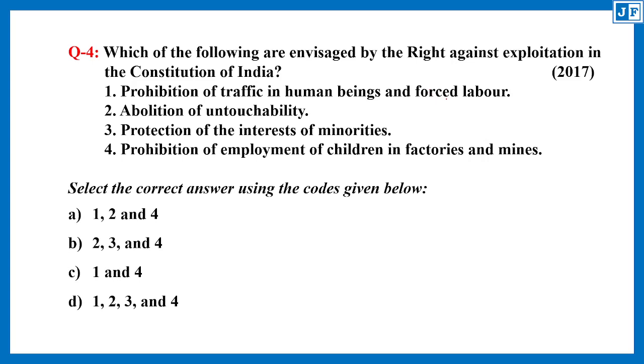The question was asked in 2017. It is about right against exploitation. If you read the second statement carefully, and if you are aware about the basic fundamental rights, you will get to know abolition of untouchability is mentioned under article number 17, and right against exploitation are mentioned under article number 23 and 24. Then in such situation, statement 2 cannot be true. If you eliminate the statement 2, you will get the right answer, that is C.